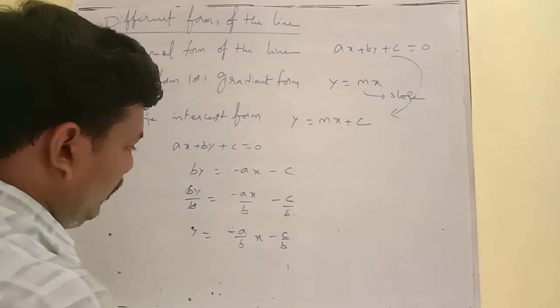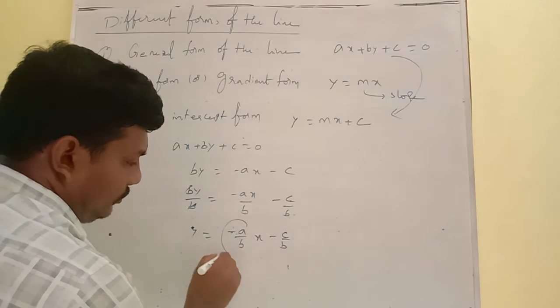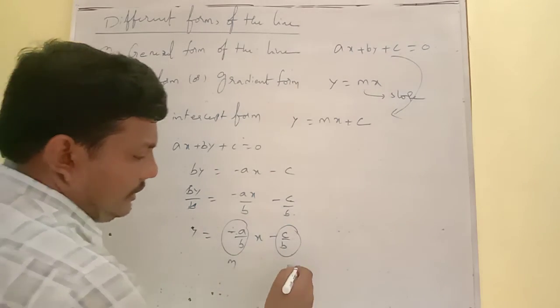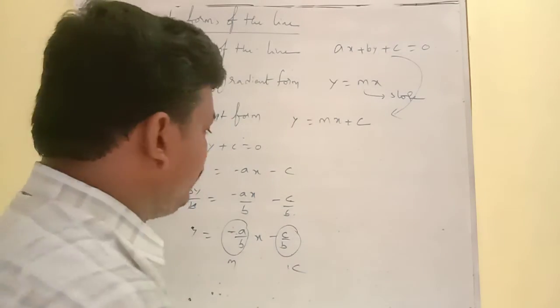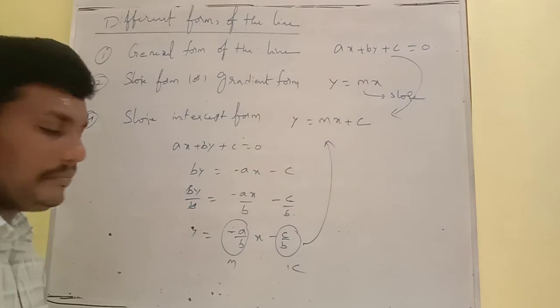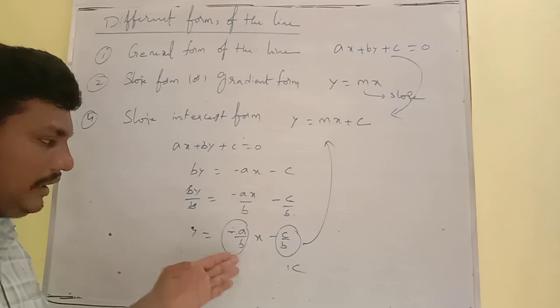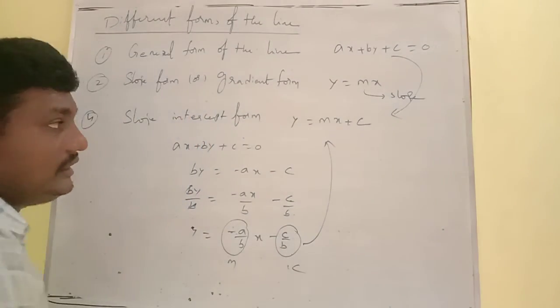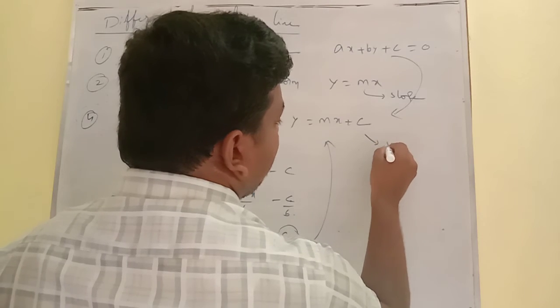Here the coefficient of x, minus a by b, is nothing but the slope, and minus c by b is the constant. Now this is in the form of y is equal to mx plus c, where slope is equal to minus a by b, and c is the y-intercept value. Here c is called the y-intercept.